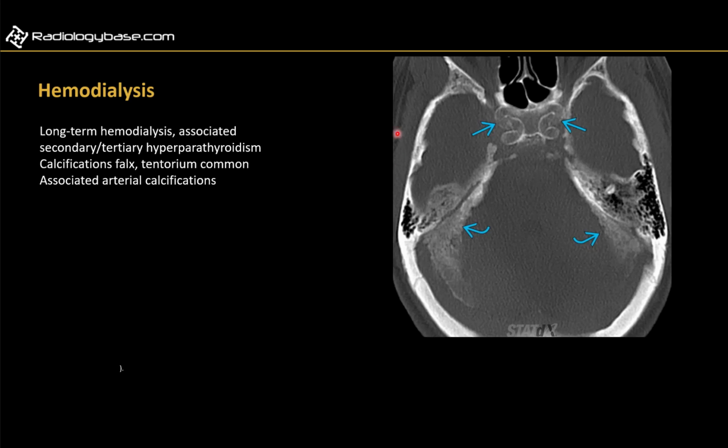Dural calcifications can also occur in hemodialysis patients who are on long-term hemodialysis, which can lead to secondary and tertiary hyperparathyroidism. And in this case, you can see the calcification along the tentorium, but you can also appreciate the arterial calcification. In these cases, these are the bilateral calcified ICAs.